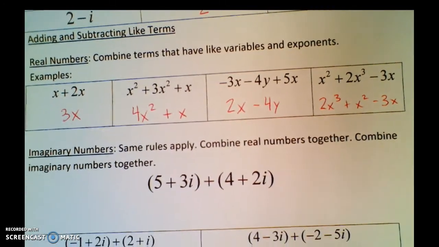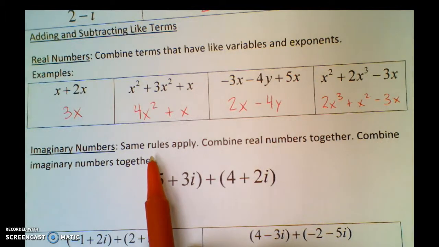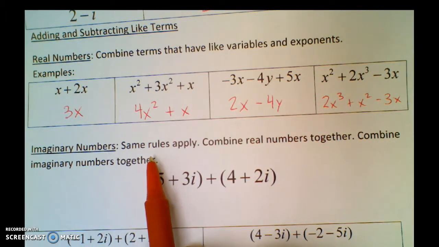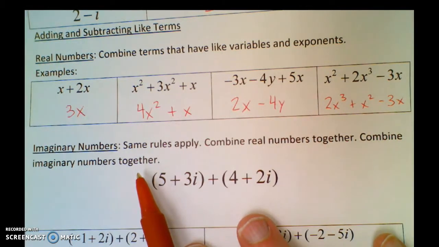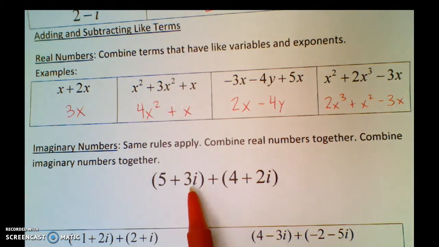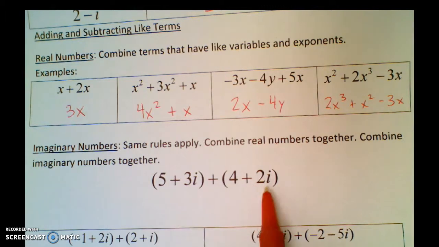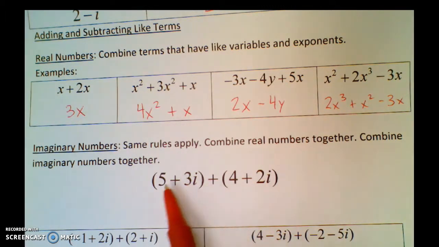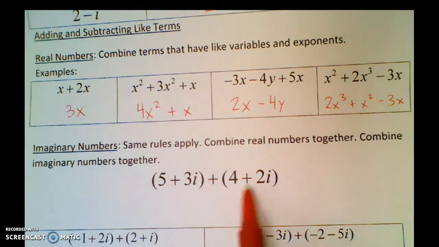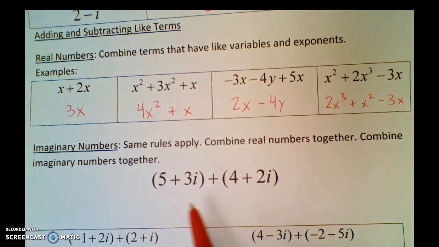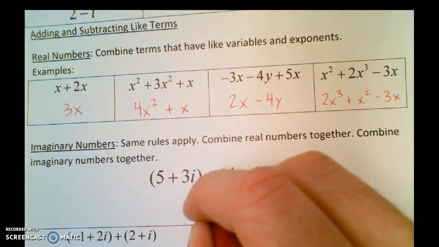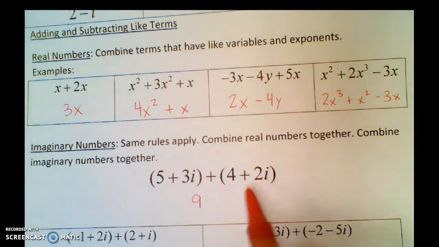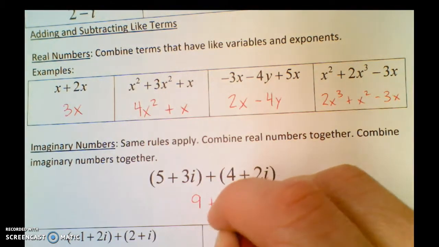Alright, so let's look at the imaginary numbers. So the same rules apply. You're adding the terms that are similar. You combine the real numbers together, and then you combine the imaginary numbers together. If it helps, think of the i's as like x's when you're combining like terms. So here we're adding this imaginary number with this imaginary number. So I'm going to combine the 5 and the 4 and get 9. And then 3i plus 2i is 5i.